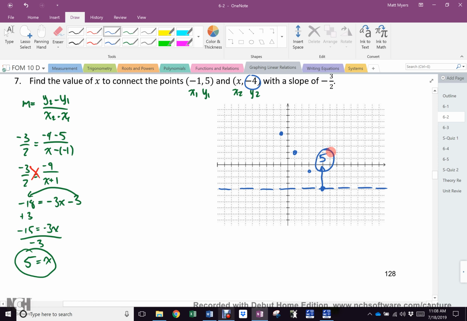All right, what's the answer? X is? X is not -7. X is 5. X is 5. And you do one of these two. You either work it through algebraically or you work it through graphically. I am betting that most of you screwed up there and you forgot that x minus -1 is x plus 1.